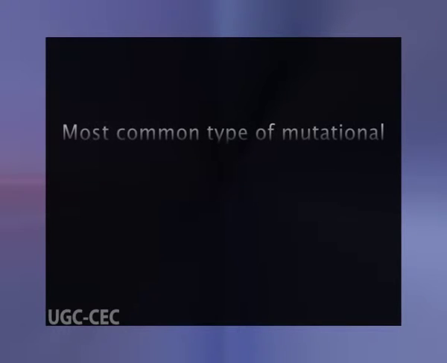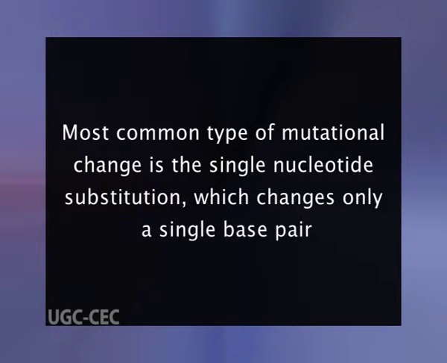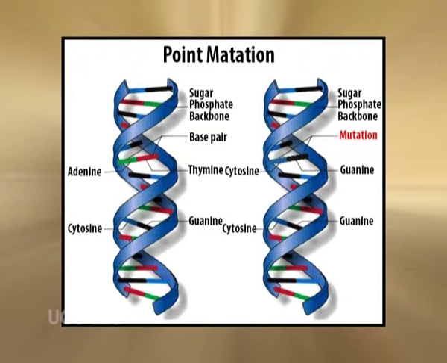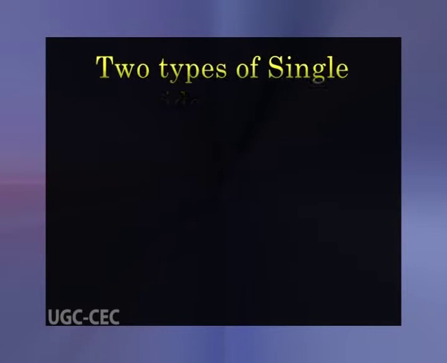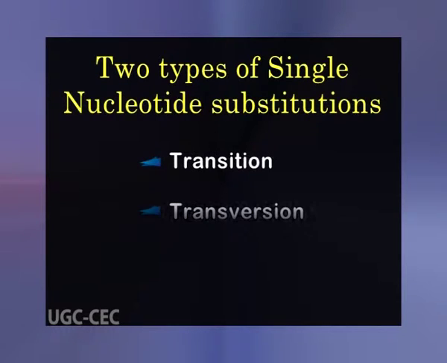The most common type of mutational change is the single nucleotide substitution, which changes only a single base pair. Such mutations are also called point mutations. Single nucleotide substitutions can be divided into 2 types: transition and transversion.